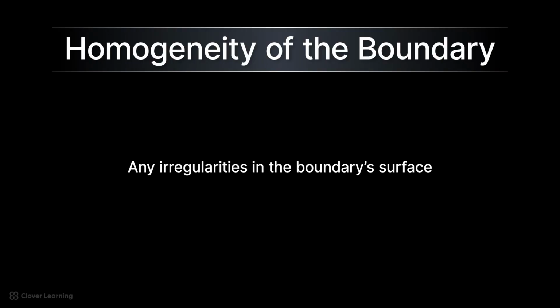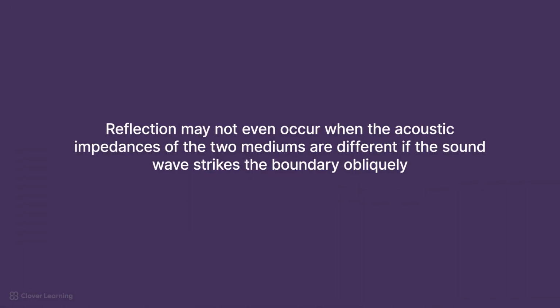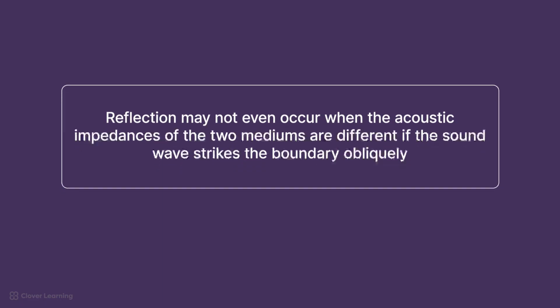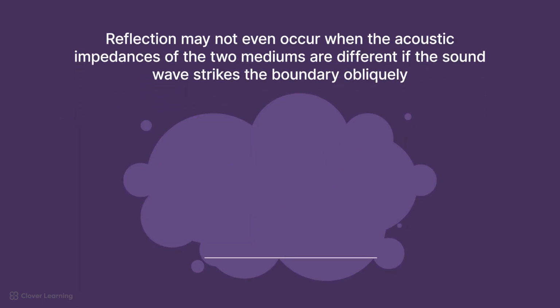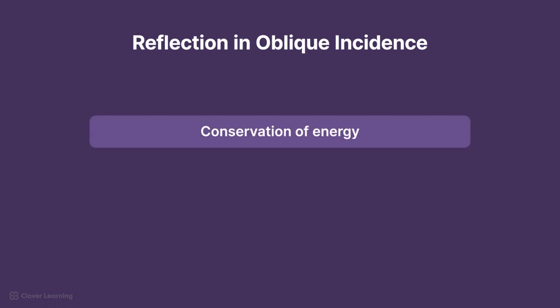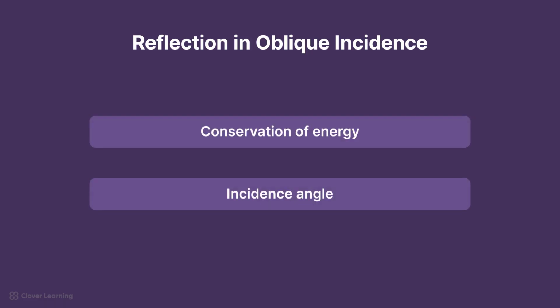Homogeneity of the boundary refers to any irregularities in the boundary's surface. Reflection may not even occur when the acoustic impedances of the two mediums are different if the sound wave strikes the boundary obliquely. It's kind of like dropping a tennis ball. You have no idea where the energy might take the ball next. When looking at reflection in oblique incidence, we have to take into account conservation of energy and the incidence angle.